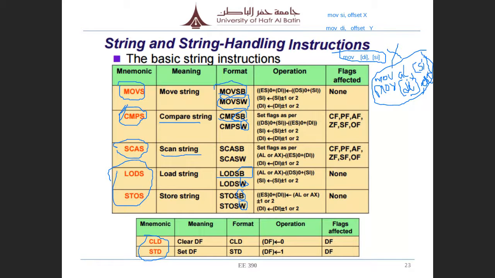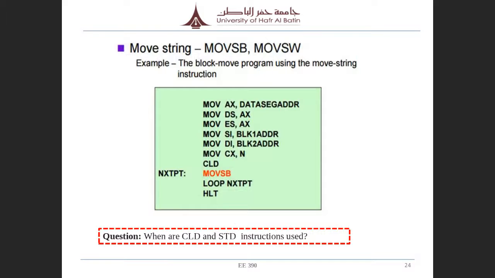So how many string instructions can we see here? We have 5 string instructions, a special type of instruction that we can use with string data, a set of data. And whenever we use these string instructions, we have to use these two instructions also: CLD and STD. CLD means clear direction flag, STD means set direction flag. Okay, now it's time to see the application, then it will be clear.